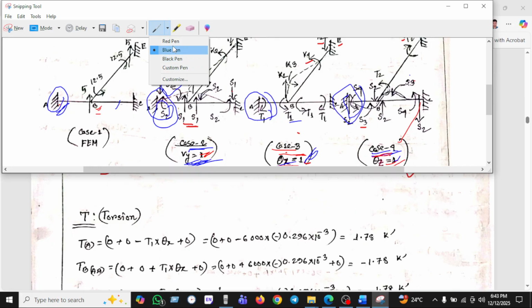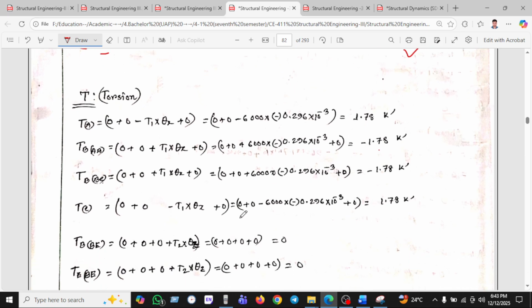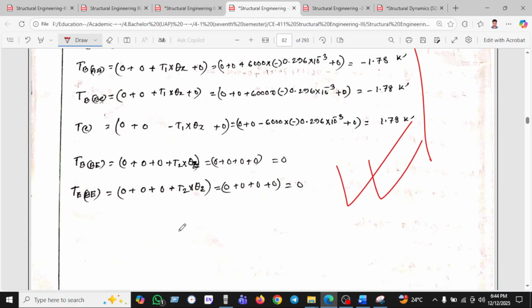In the same way, if we change the color to red for member AB, there is no torsion in the first diagram. In the second diagram also no torsion, that's why 0, 0. In the third diagram we found a torsion, which is T1 into theta x. And in the fourth diagram there is no torsion at point B, that's why 0, and finding minus 1.7. In this way we calculate all this data and find all the torsion here.